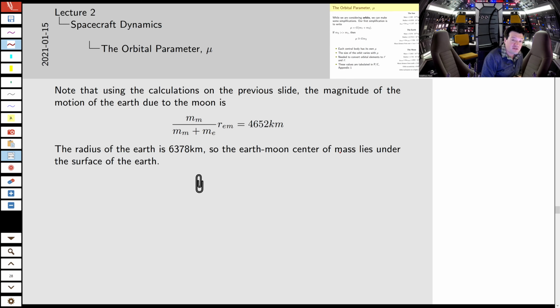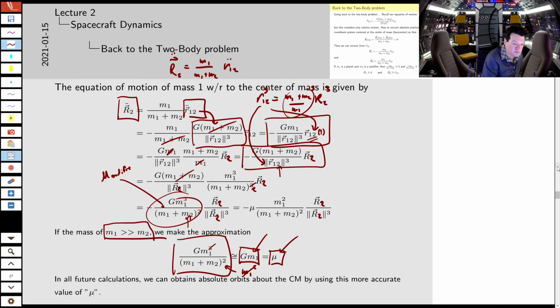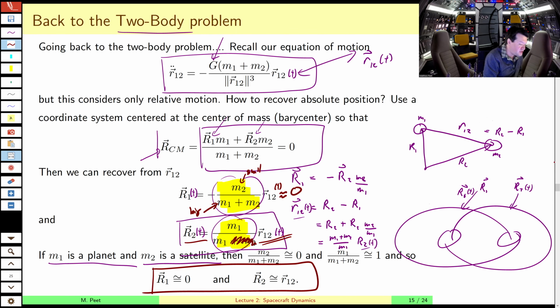A brief digression back to the full two-body problem from the previous slide. If we look at the Earth-Moon orbit, the orbit of the Moon around the Earth, we can figure out where that barycenter is. Going back to those calculations, we can figure out how much the Earth moves due to the motion of the Moon by looking at this factor here.